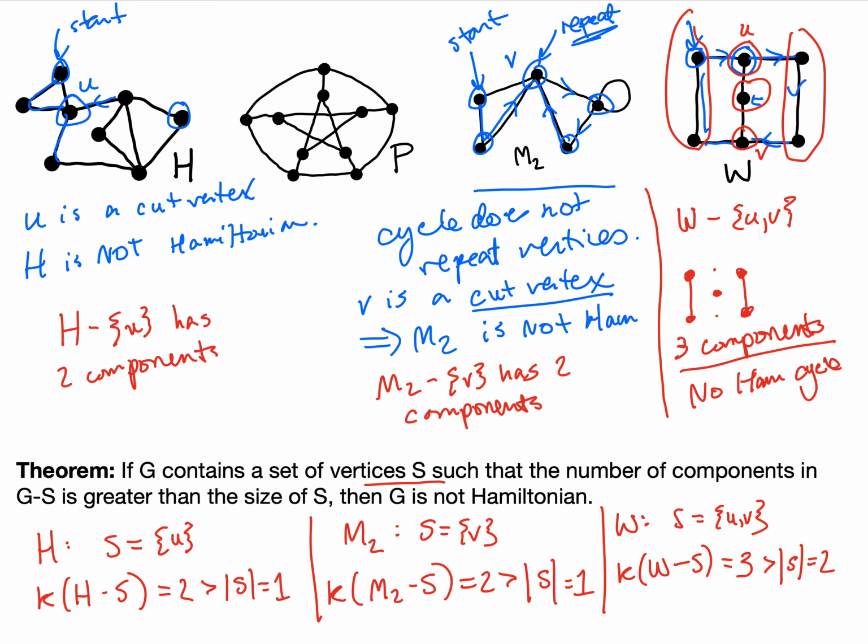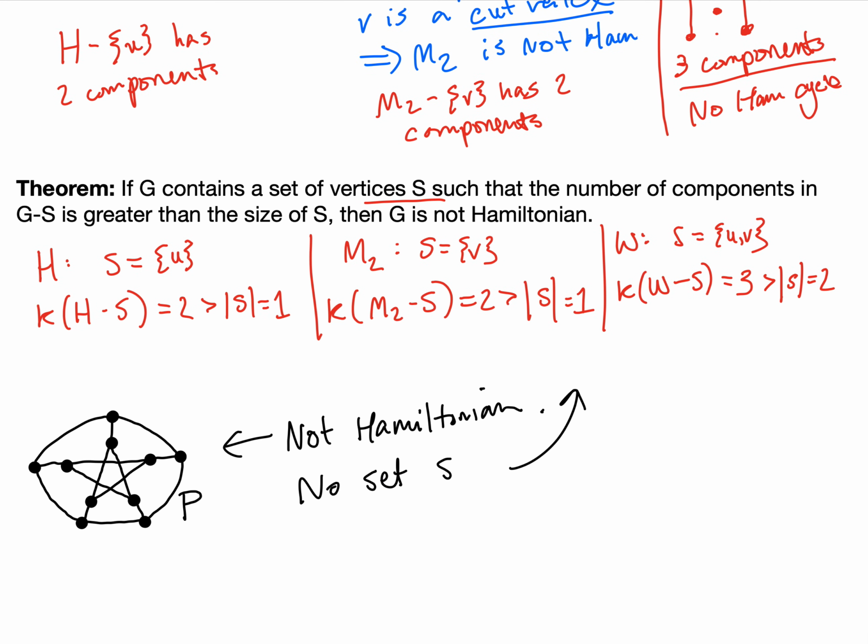Okay, so we found one criteria to show that a graph is not Hamiltonian. However, this graph, the Petersen graph, is also not Hamiltonian. However, there is no set S as described above. There is no set S of vertices of the graph P, such that if you took away those vertices, there would be more components, more pieces than there were vertices in S.